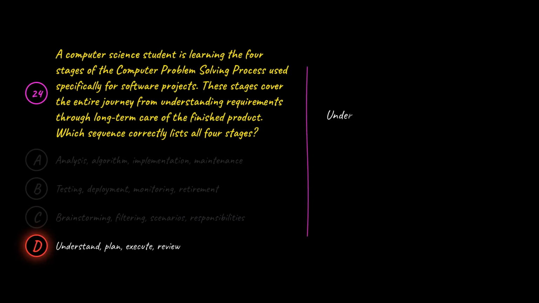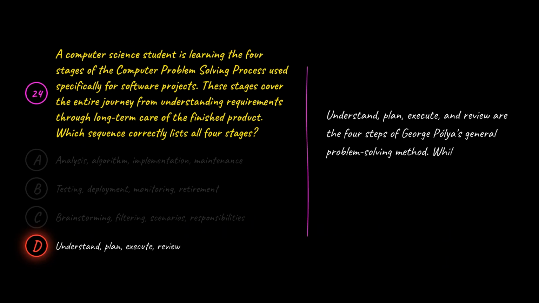D is wrong because understand, plan, execute, and review are the 4 steps of George Polya's general problem-solving method. While related and influential, these are not the specific 4 stages defined for the computer problem-solving process.